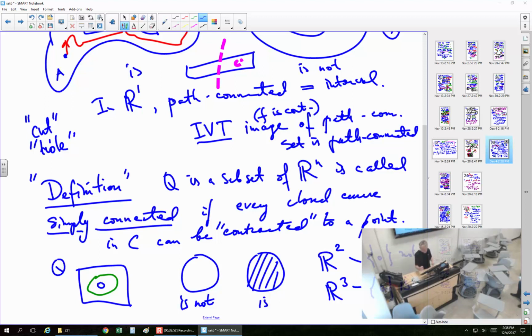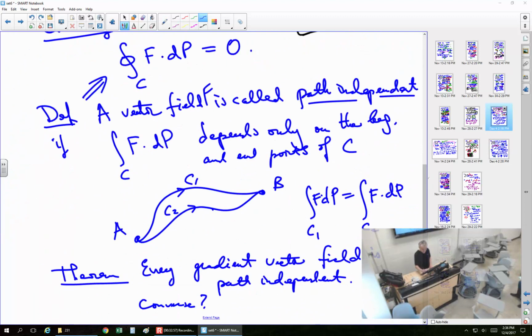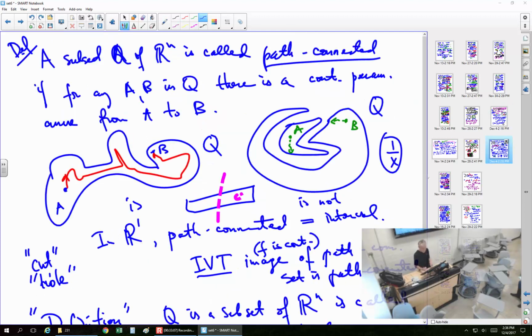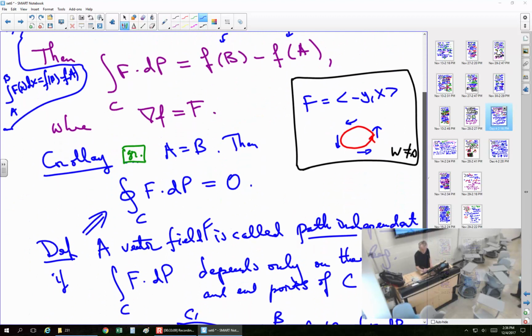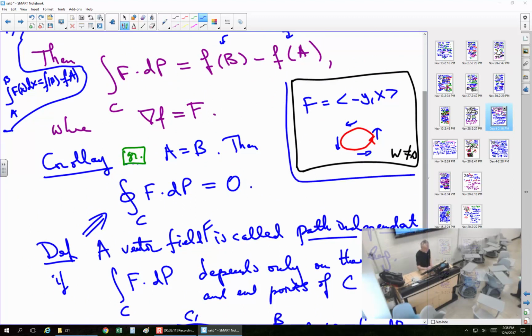state the converse of that theorem, and it will be correct if, once again, the region is simply connected. Why is that the case? Let's see what the indication of why this is supposed to be the case is, once again, with this example.